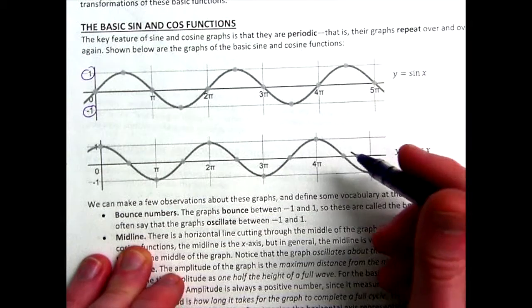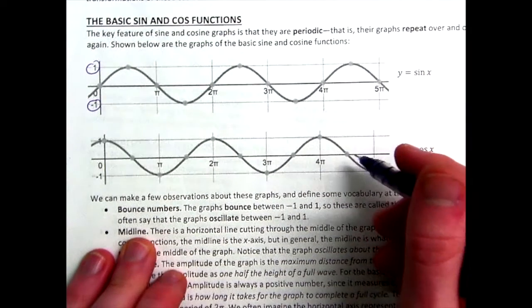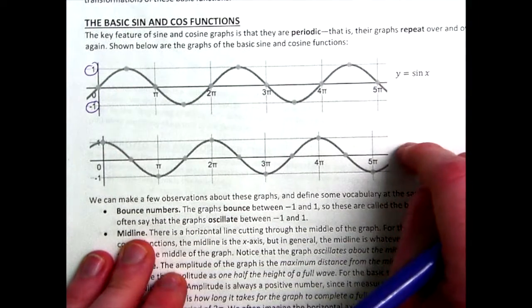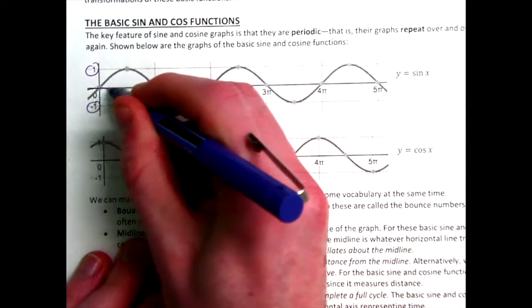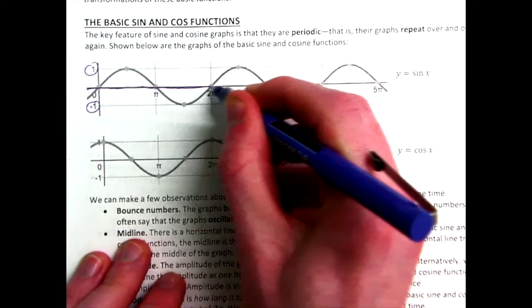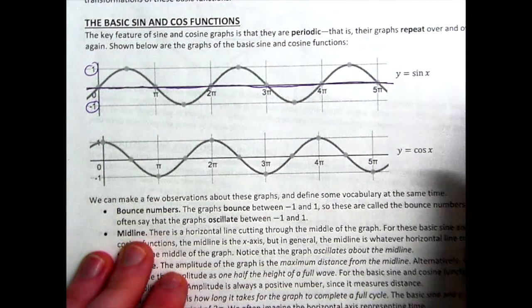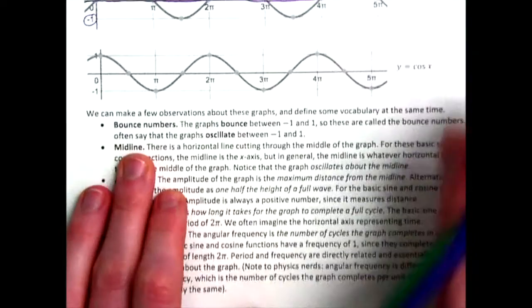Midline. The midline is the horizontal line going right through the middle of the graph. With these basic parent functions, the midline is actually the x-axis. Here's the midline right here. As you can see, it cuts right through the middle of the graph. So that is the midline.